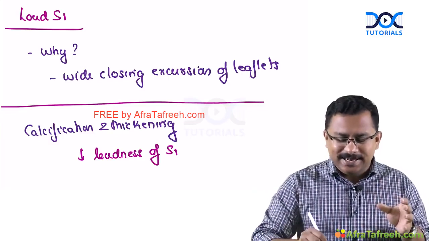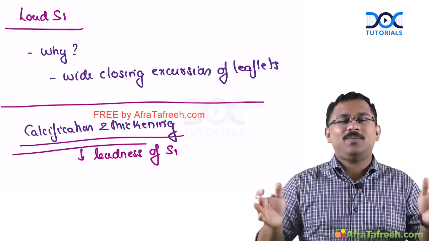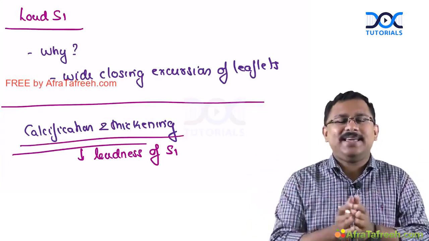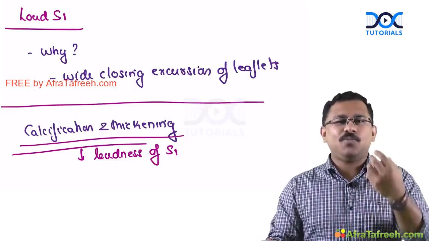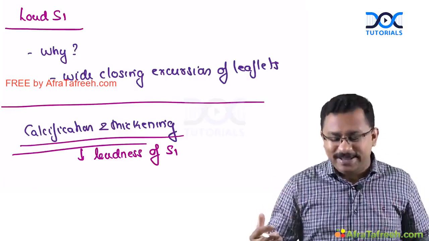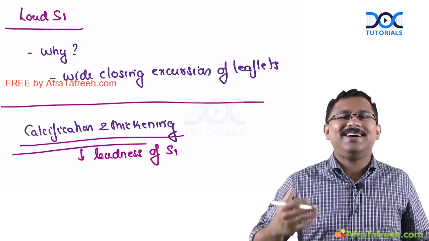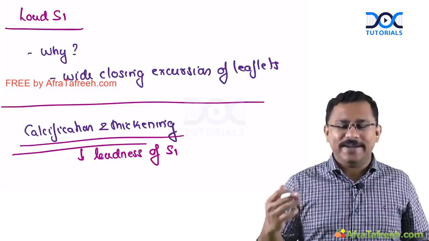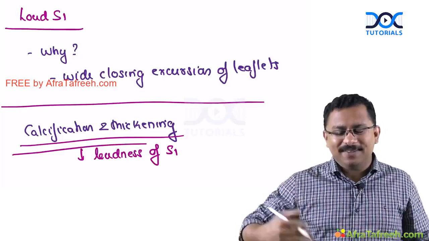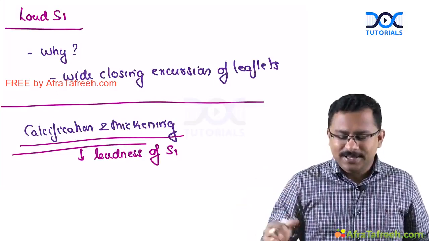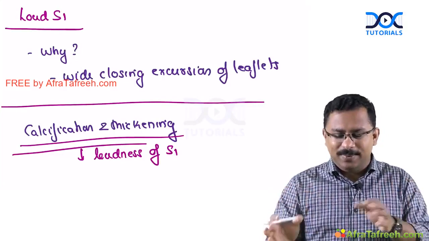So why does this reduction in the loudness of S1 happen when there is calcification and thickening? Because mobility is affected. There is decreased mobility or motion of the leaflet, resulting in a decrease in the loudness of S1. There is a decreased closure, and you don't have the wide closing excursion. That is what actually happens.